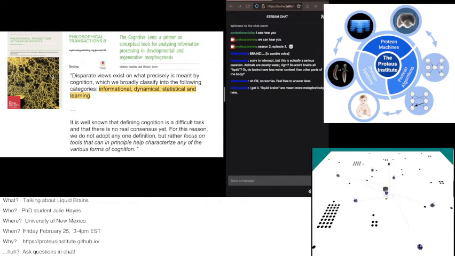So they give, again, a framework with four things, and they give a little bit of clarity on the fuzziness of when we're going to think about things cognitively versus not cognitively. They define cognition as a process in these biological systems when we can say the process is informational, dynamical, statistical, or a learning process.